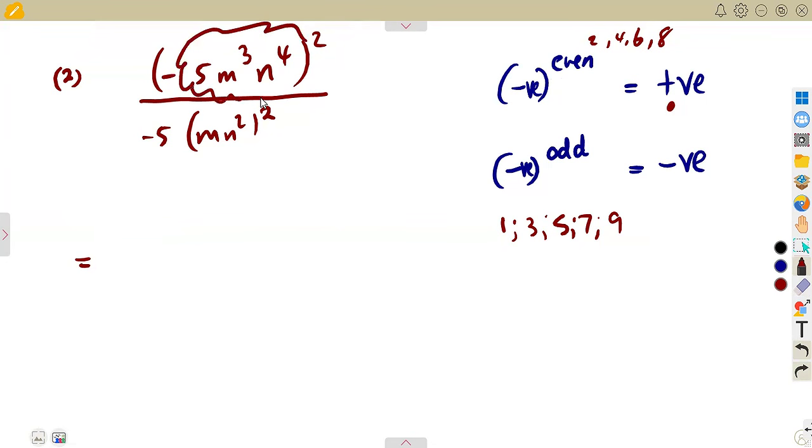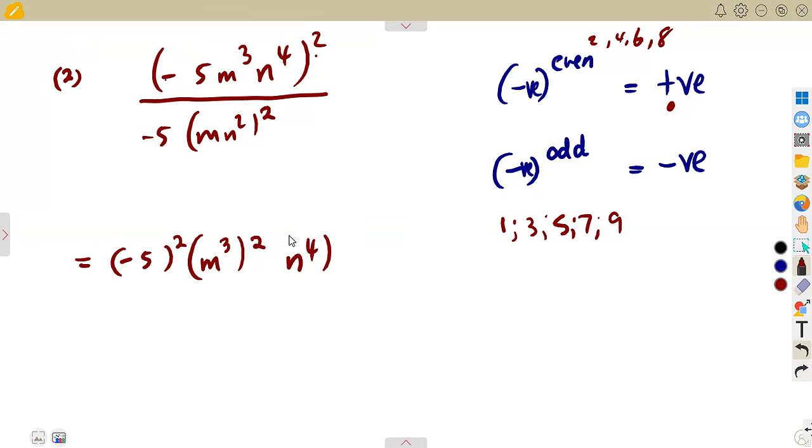There are terms inside, and these terms inside are also being raised to the exponent of 2. So each and every part is going to be raised to the exponent of 2. Everything. You can even write it like this: minus 5 to the exponent of 2, m to the exponent of 3 to the exponent of 2, n to the exponent of 4 to the exponent of 2. Everything will be raised to the exponent of 2.